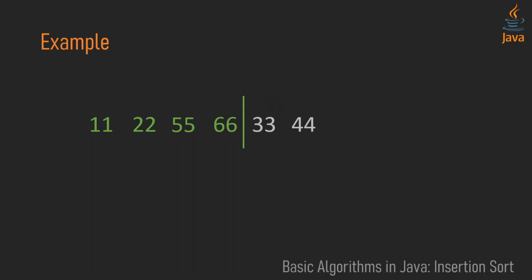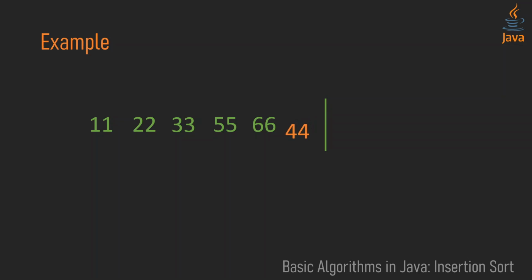And now we want to insert the 33. So the 33 will be compared to 66. They will be swapped. Then it will be compared to 55. Because it is less than 55, they will be swapped. And afterwards, because 33 is greater than 22, the iteration stops here. And we can continue with the last element, the 44.